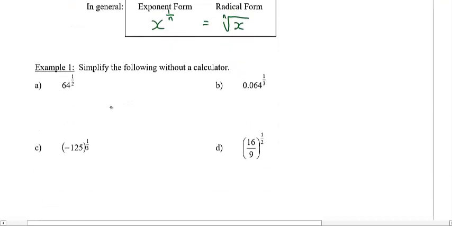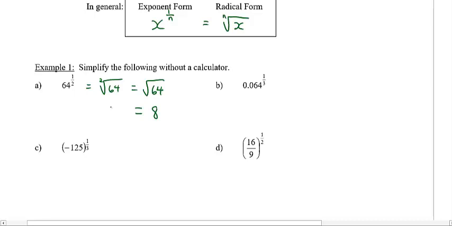So knowing that, can you try some of these? I want you to simplify this without a calculator. It's nice if you can change this to radical form. So 64 to the power 1/2, that's the same thing as the second root of 64. The second root is really just the regular square root. So what's the square root of 64? Yeah, just 8.